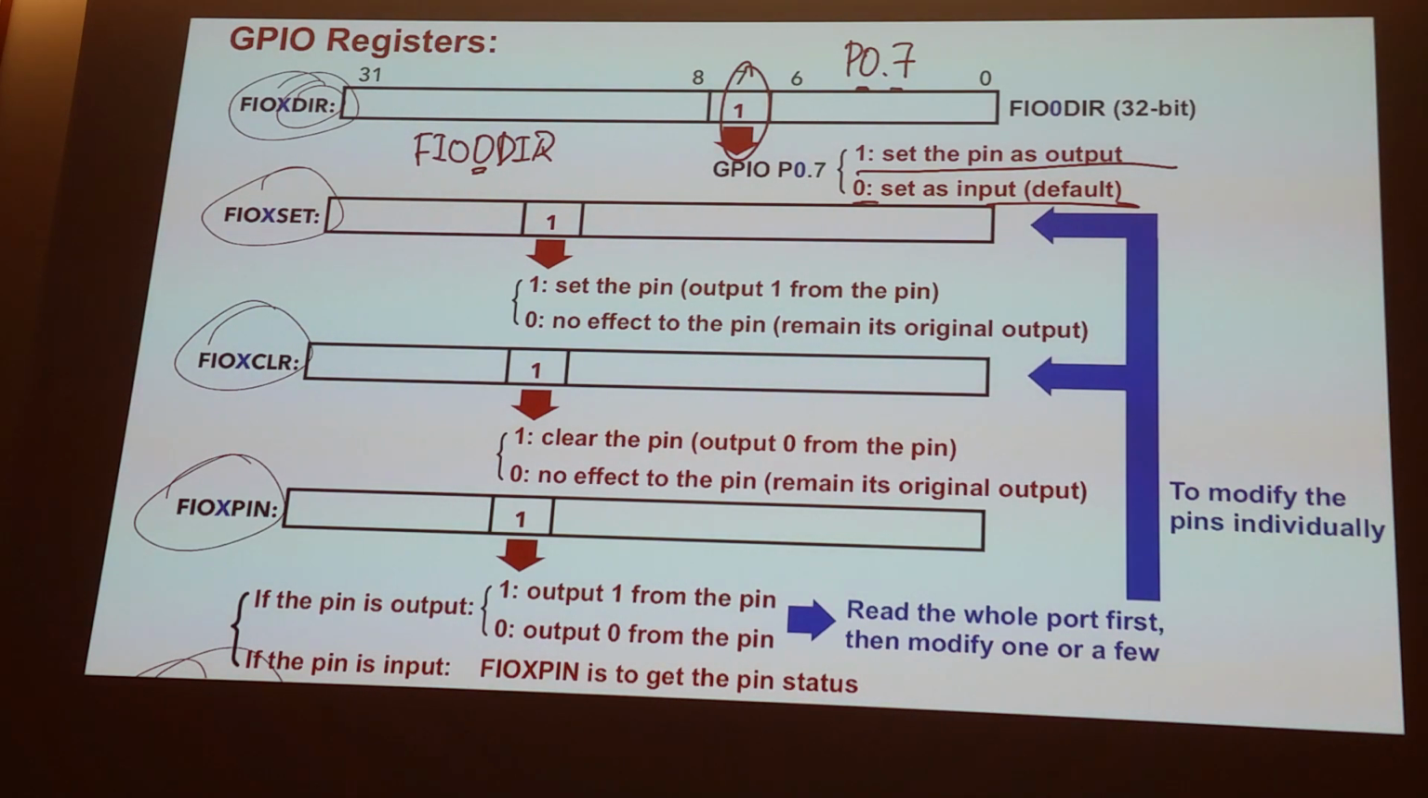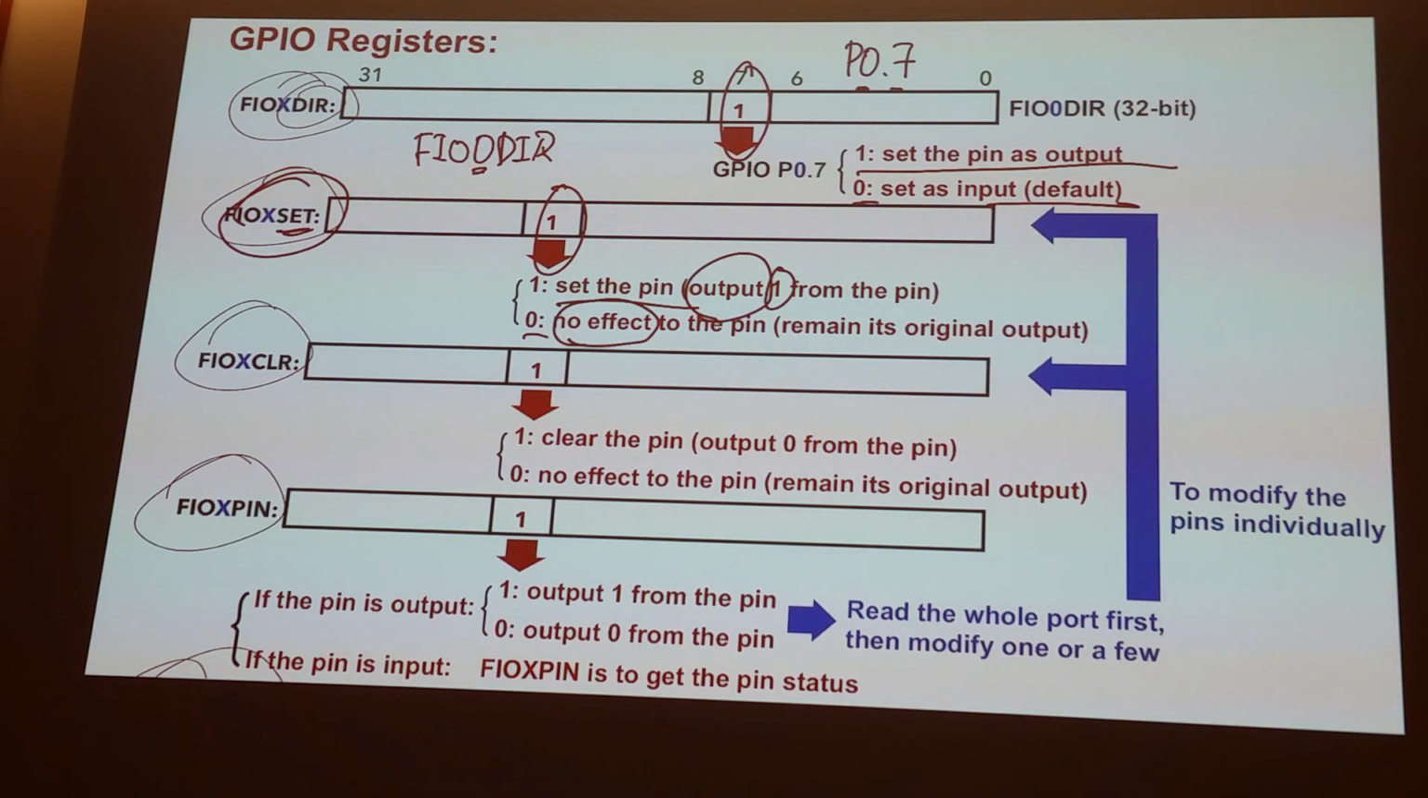To remember which one is the default, just remember when we were in the lab, I said when you use SW3 and SW4, you write some code inside the init GPIO, but I said if you don't write, it's still working. Because by default, it's GPIO. By default, it's input. And then you have FIOSET. So when you write 1 to the corresponding place, you set the pin. Which means if the pin is output, you are outputting 1 from this particular pin. If you write 0, there's no effect.